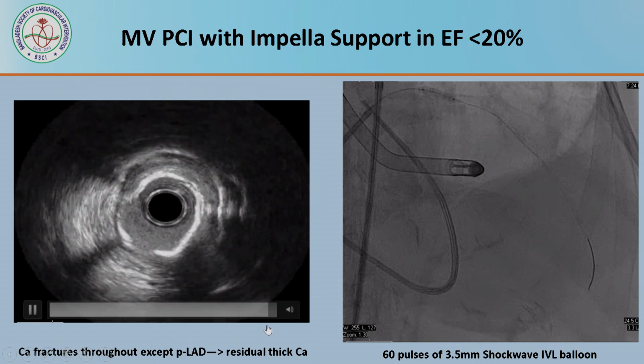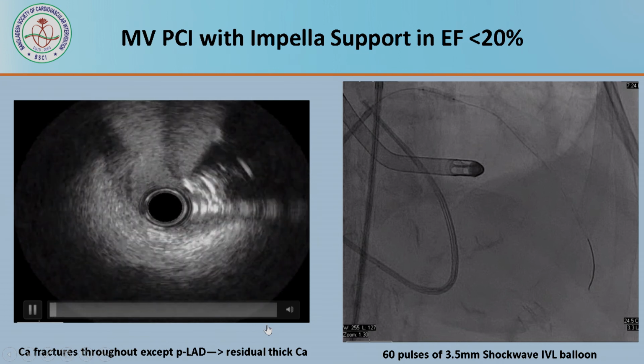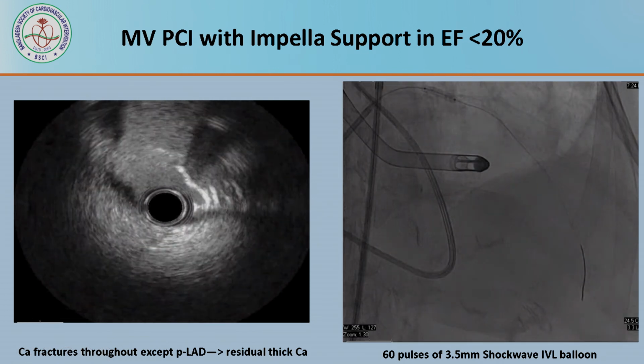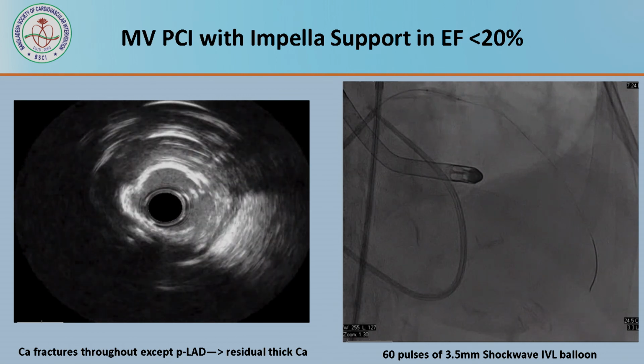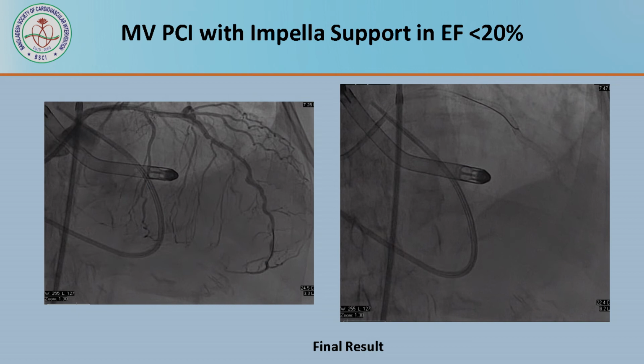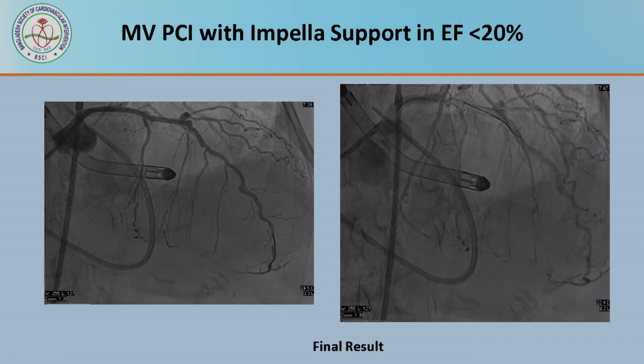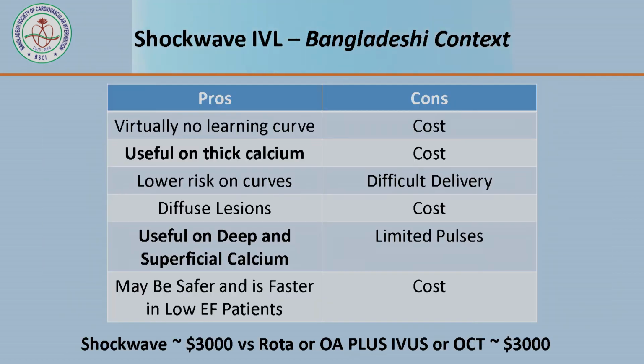So this needs more. So you can upsize the rotoburr, but in this case, the hemodynamics were already an issue. So we used 60 pulses of a 3.5 millimeter Shockwave, got a great result with a ton of crack, and then we've got a minimal stent area of like 12, right? Which is what we're going for.